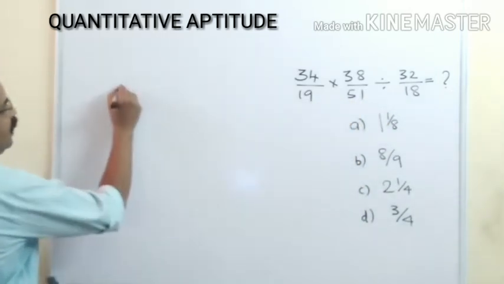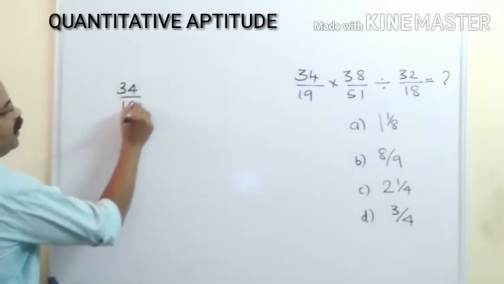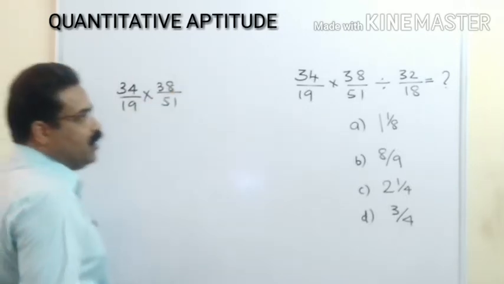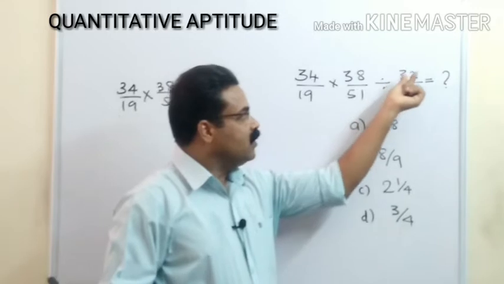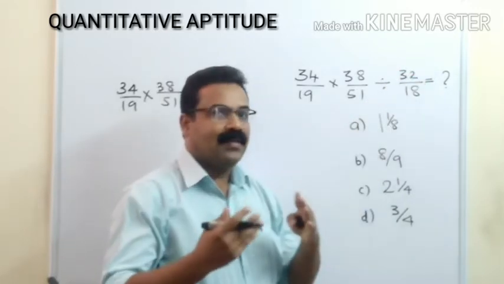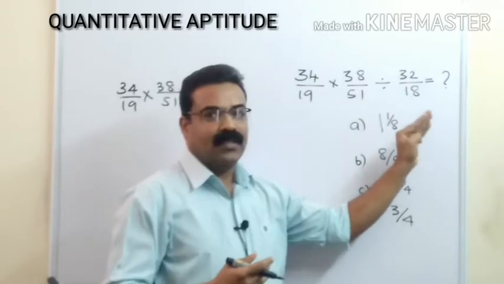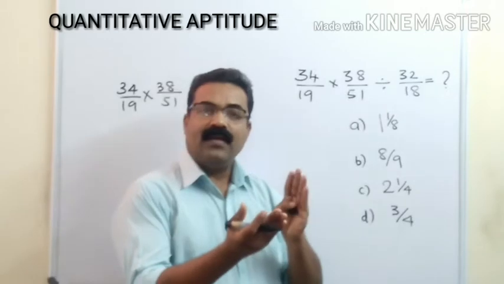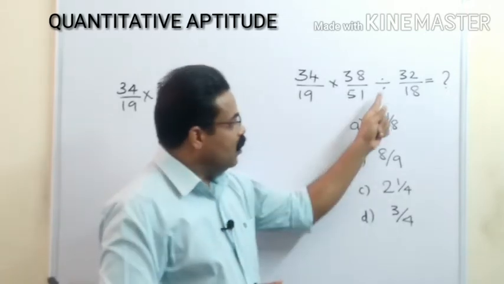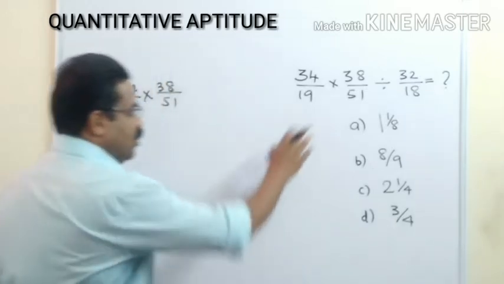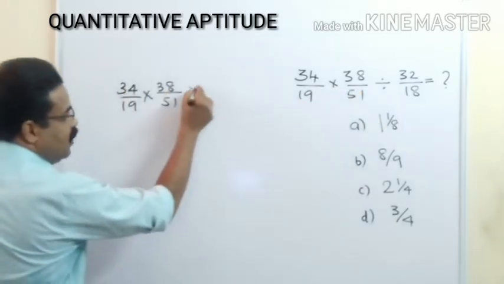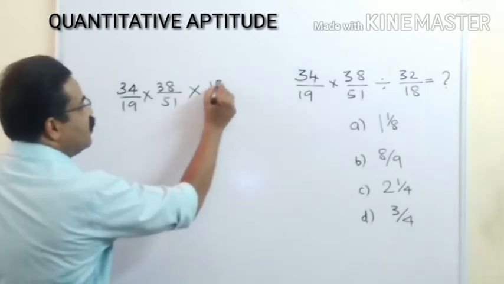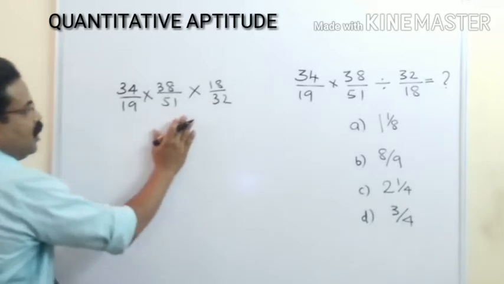So 34 by 19 into 38 by 51. Now here you have division, students. Division 32 by 18. So what is the method? You can multiply it by 18 by 32. Here you have 32 by 18. This 32 by 18 we can make 18 by 32. Only thing, this division will become multiplication. So this division I am writing multiplication and 32 by 18 will become 18 by 32. Very important point. Now you can simplify it.